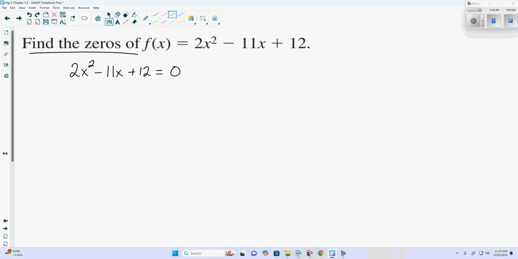So let's go on and factor this and solve. 2x squared minus 11x plus 12. Is there a greatest common factor between these three terms? Well, no. 2 and 12, yes, but not 11. Two sets of parentheses with three spaces. Since the third term is positive, the signs are the same and match the sign of the middle term. So we have negative and negative.